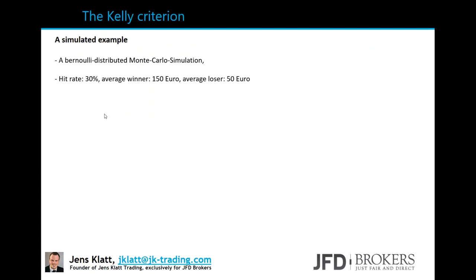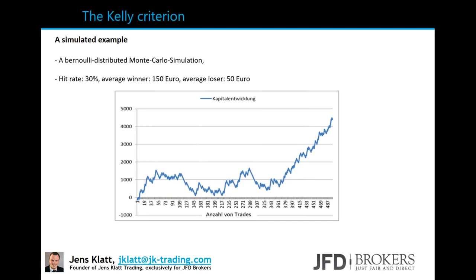The hit rate of this system I just showed you will be 30%, so quite low. The average winner will be 150 euros. The average loser will be 50 euros. So the payoff ratio is 3 to 1. So the average winner is 3 times as big as the average loser. And you get the following.